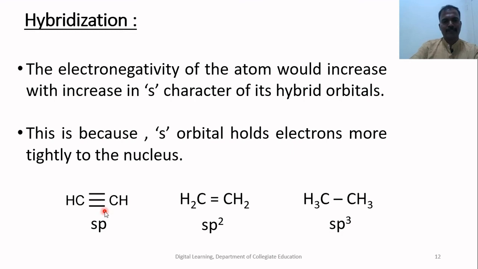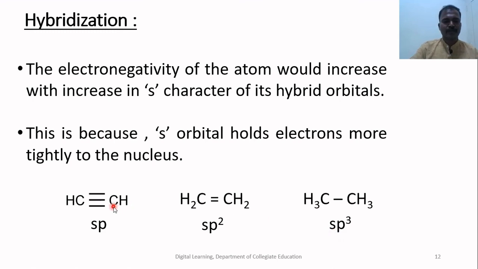Here I have taken three hydrocarbons. One is ethyne, another one is ethene and one more is ethane. Here the carbons are sp hybridized. Here it is sp2 hybridized, here it is sp3 hybridized. So in sp hybridized orbitals, the s character will be 50%. In sp2 hybridized orbitals, s character is only 33%. In sp3 hybridized orbitals, s character is 25%.